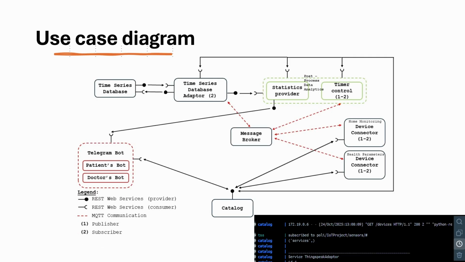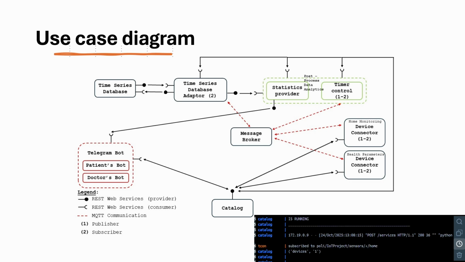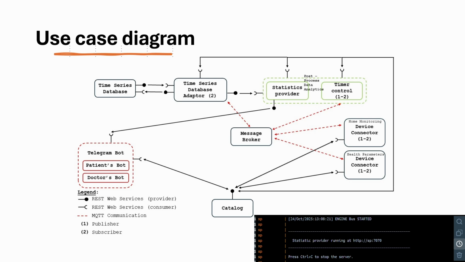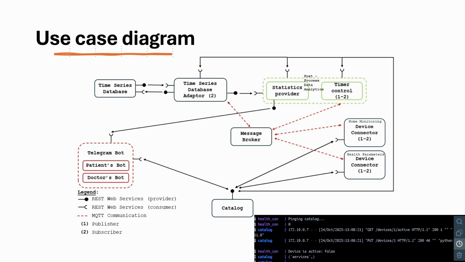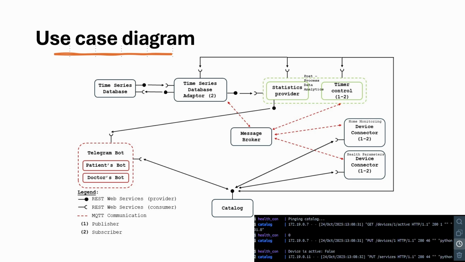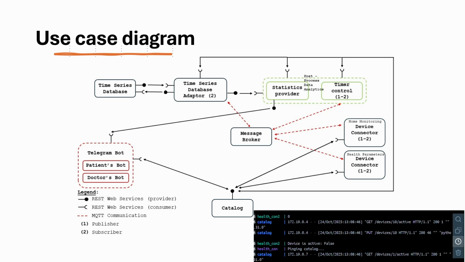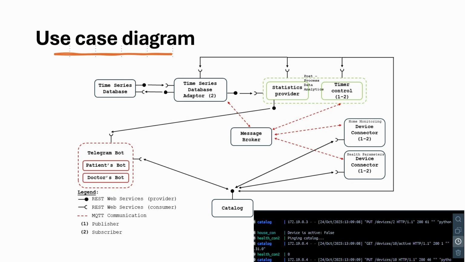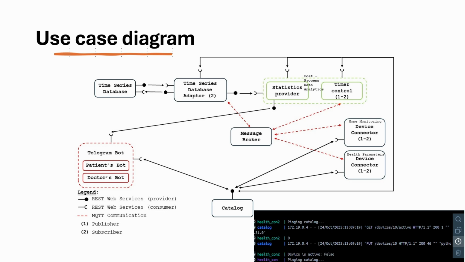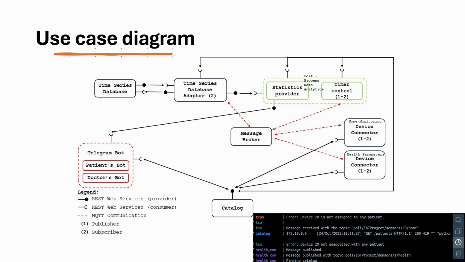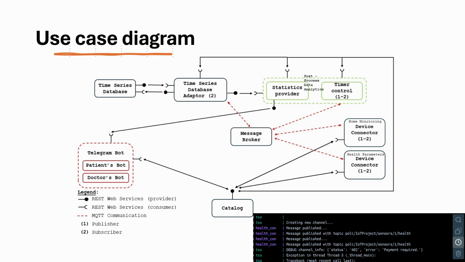The use case diagram shows how the various microservices communicate and interact with each other. The solid black lines indicate an HTTP communication, while the red dashed lines represent an MQTT communication. In the next slides, each component will be described in detail.